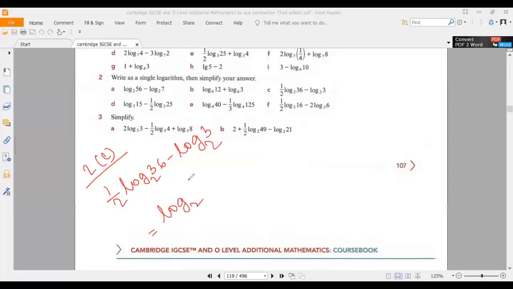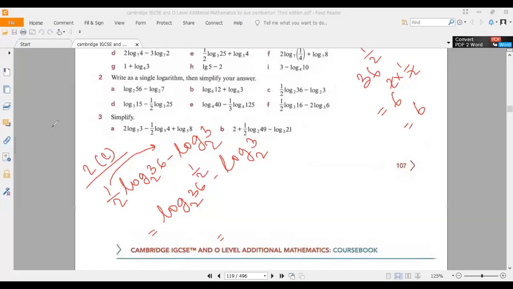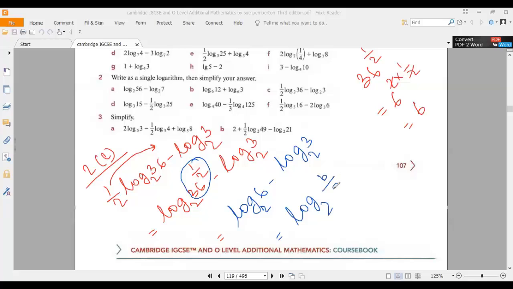Now, number c: 1 by 2 log base 2 of 36 minus log base 2 of 3. So we can write log base 2 of 36 to the power 1 by 2, minus log base 2 of 3. What does 36 to the power 1 by 2 mean? 36 can be written as 6 squared, into 1 by 2. After dividing 2 by 2, we get only 6. So we can write log base 2 of 6 minus log base 2 of 3. Because of the subtraction sign, we can divide 6 by 3, so log base 2 of 2, which is 1. That is the answer of this problem. I hope you understand this one properly.